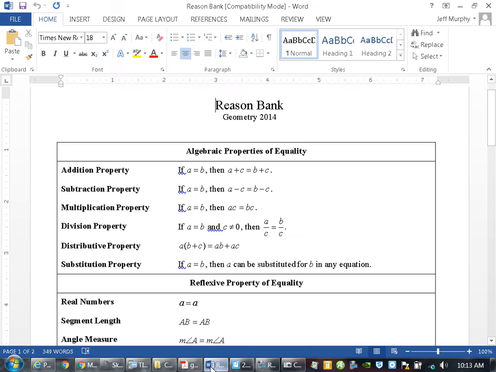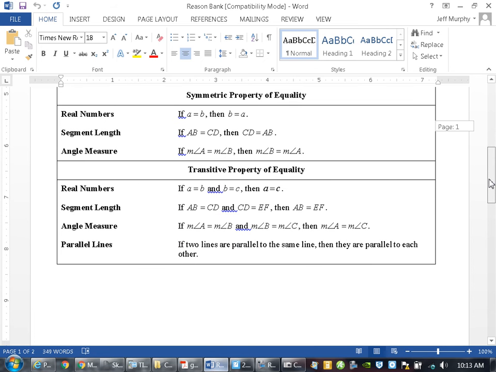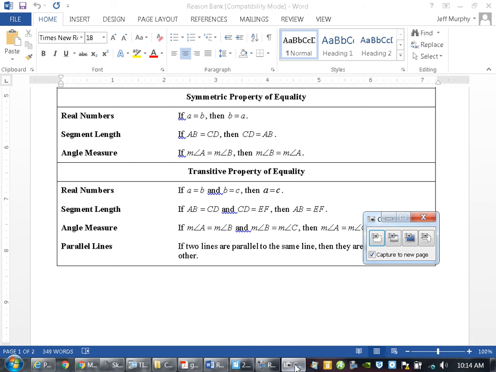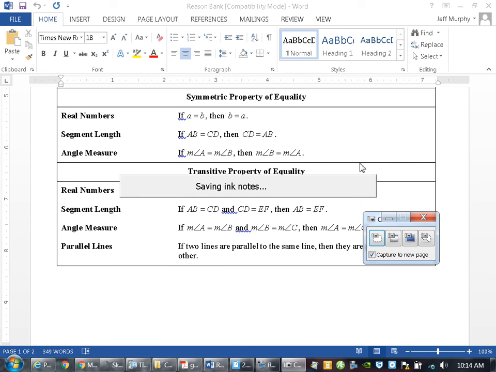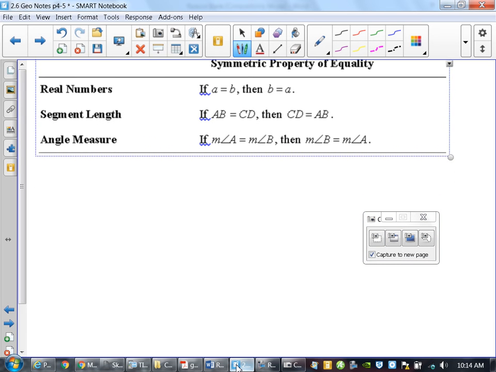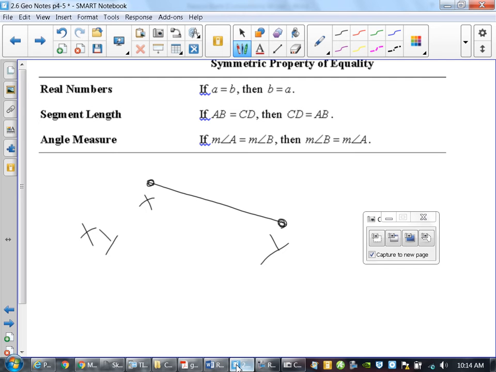And this last one is on your reason bank, but we have not talked about it. Actually, we have talked about it, believe it or not. You just probably didn't realize that we did. Let me show you this. When you have what's called the symmetric property, it means this, and you already knew this. If I call this segment XY, I could label it as XY. Do you agree? What's the other way I can write it? YX.